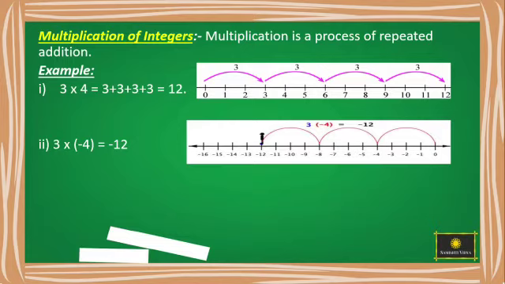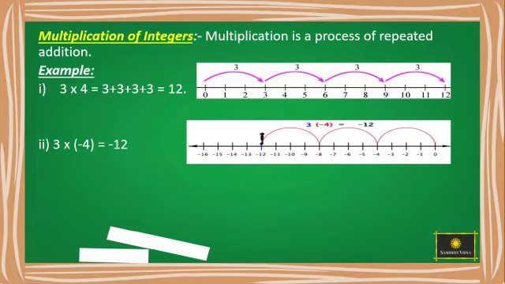As both the numbers are positive, we have to move towards right side of 0. Here 4 is being multiplied by 3. So starting from 0, we need to jump 4 times covering 3 numbers in each jump. So from 0, 0 to 3, 3 to 6, 6 to 9 and 9 to 12. So we reached 12. That means 4 into 3 is equal to 12.